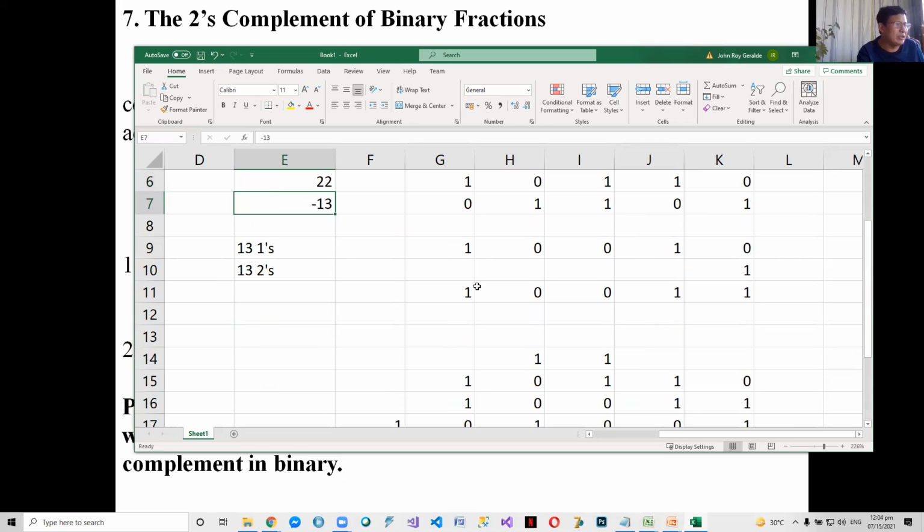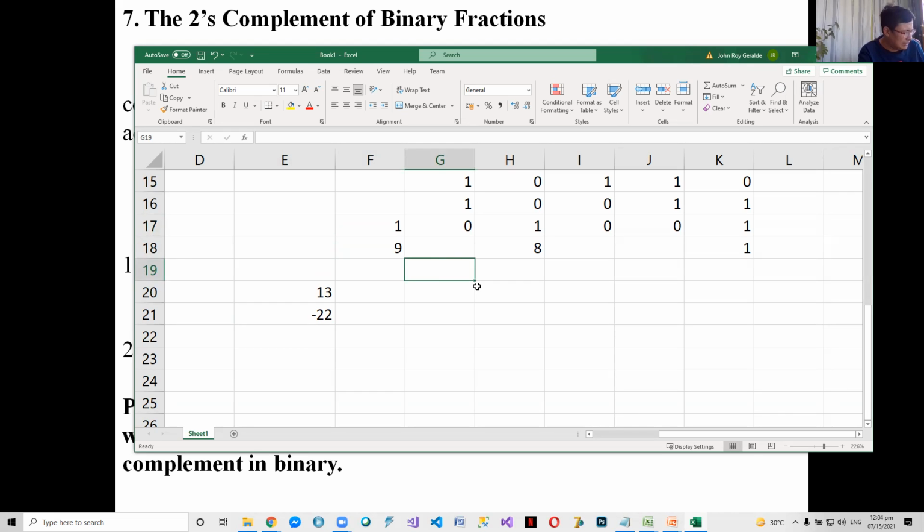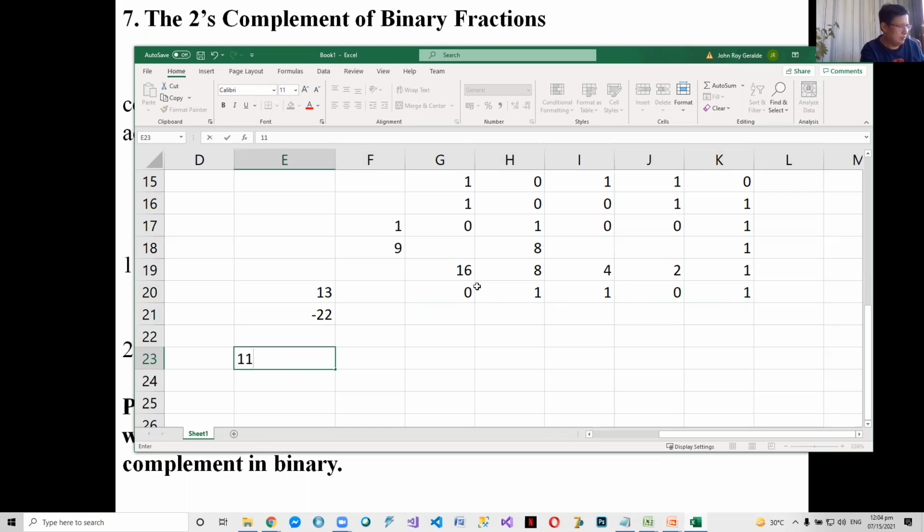Okay, what's 13 minus 22? Well, let's have another, ano? Kailangan natin ng 16, eh, no? 16, 8, 4, 2, 1. Okay, 13 is what? This is 0. 0. See, this is 1. This is 1. 0, 1. Okay. What is 22? For 22 we will have one of 16, plus 4, and this. Okay.